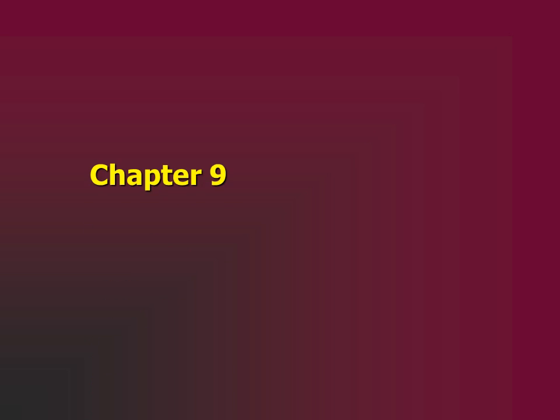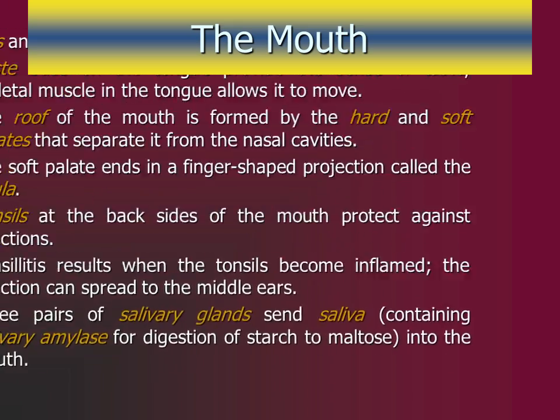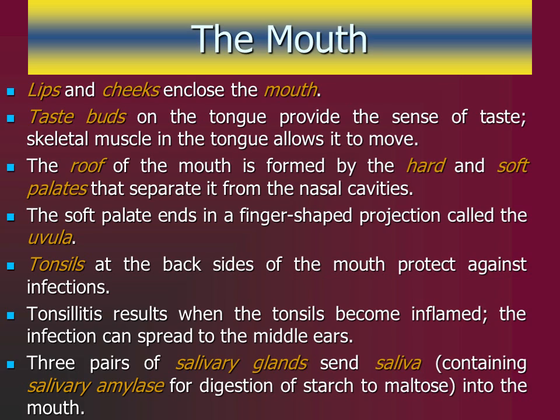Chapter 9. The digestive system. The mouth or oral cavity. The mouth or oral cavity can also be called the buccal cavity. Its sides are formed by the cheeks. The roof consists of the hard and soft palates, and its floor is formed by the tongue.